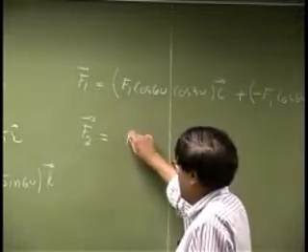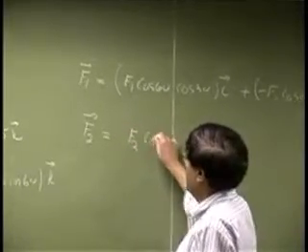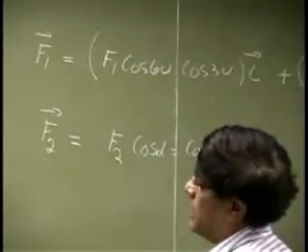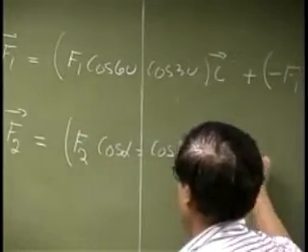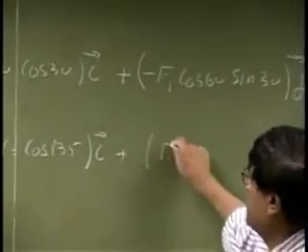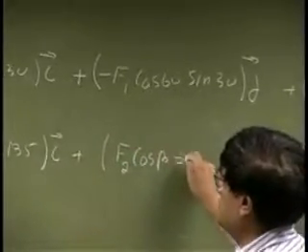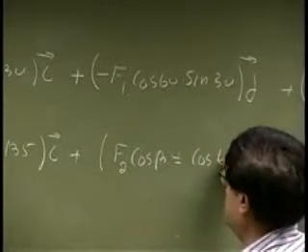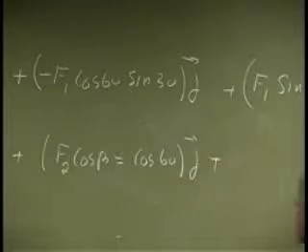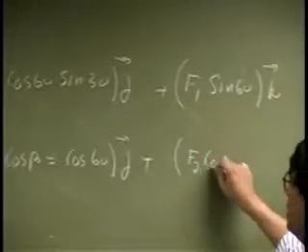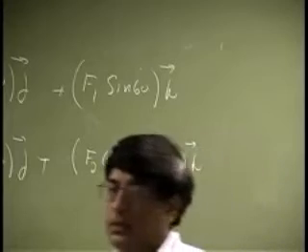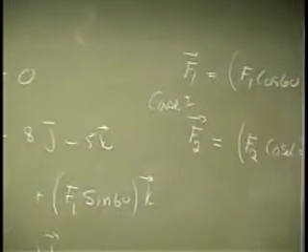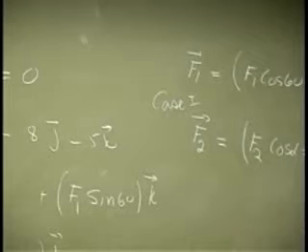So you have F2, a known magnitude, cosine alpha, which in this particular case is cosine of 135, times i, plus F2 cosine beta, which in this case is cosine 60, times j, and then F2 cosine gamma, which again in this case happens to be cosine 60, times k. So your second force is really the same thing as case 1, when we went through it in chapter 2. That was similar to case 2.